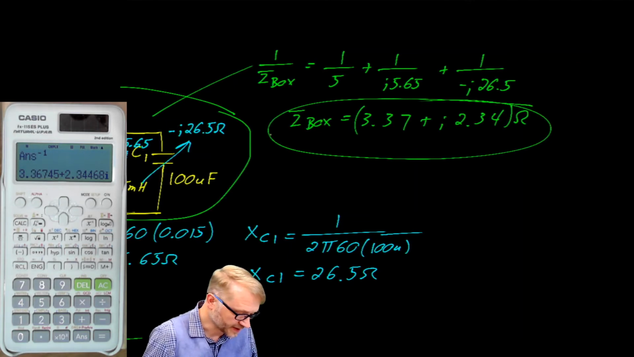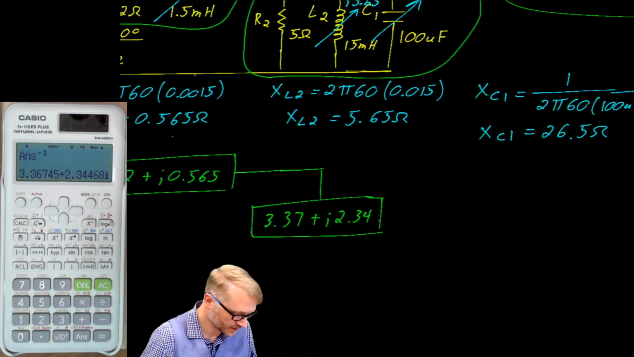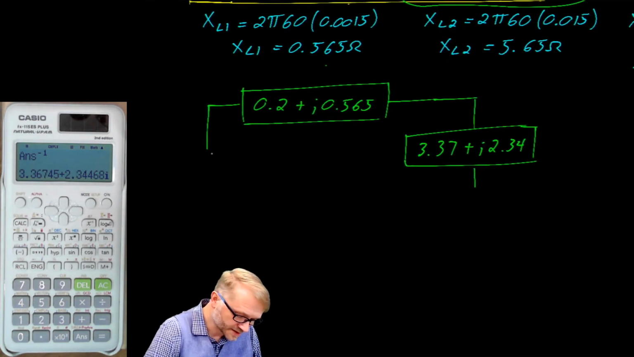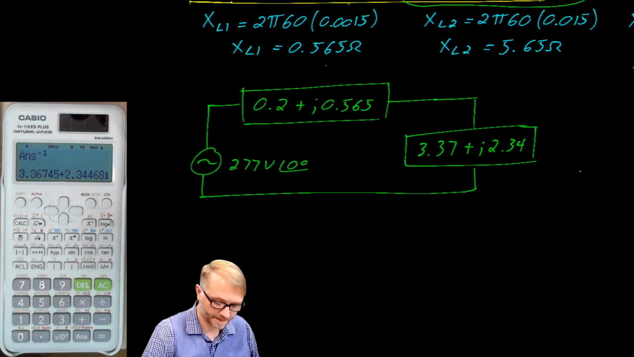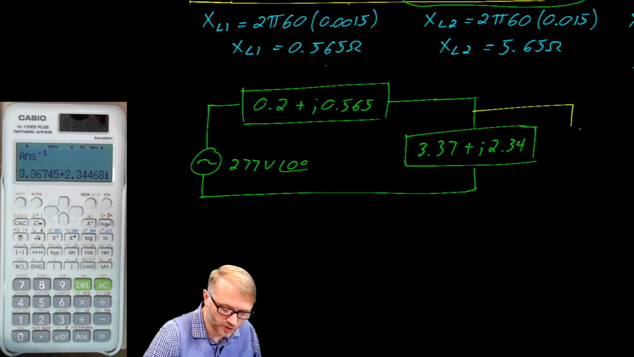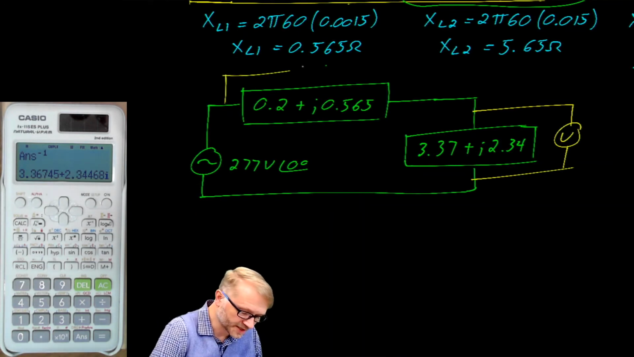Remember, we take this value and we move it over to here. So that's 3.37 plus j2.34. Adding the source completes our redraw of the circuit. That was 277 volts, phase angle of 0 degrees. Remember, we're looking for the voltage that's measured across the load, and we're looking for the voltage that's dropped across the line.